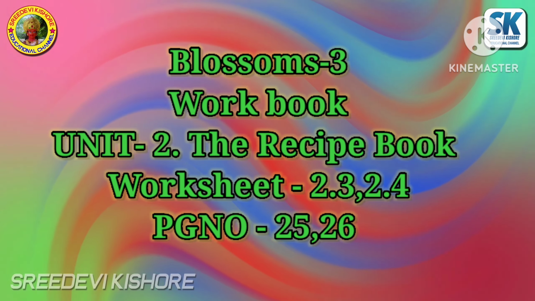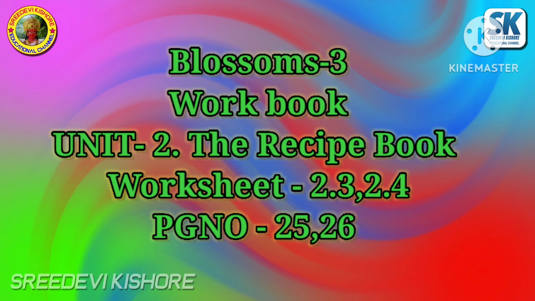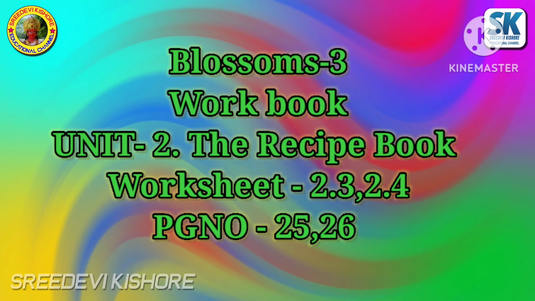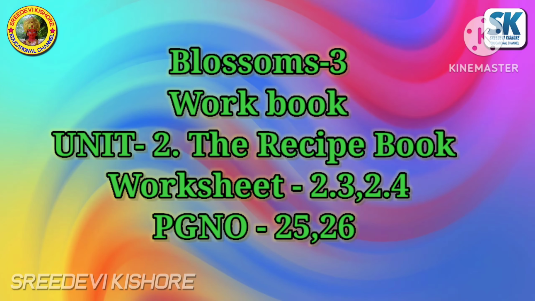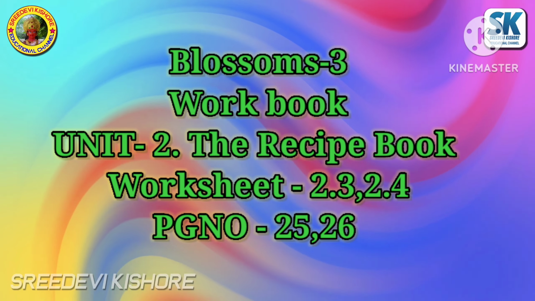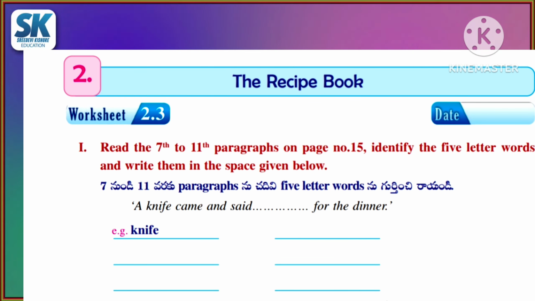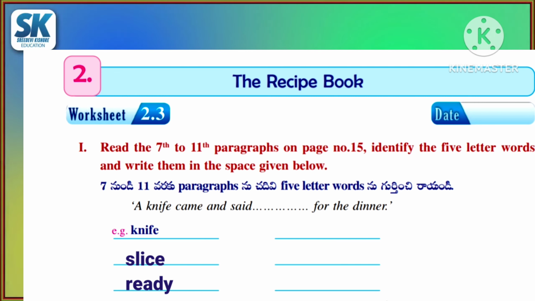Blossoms 3 Workbook, Unit 2, The Recipe Book, Worksheet 2.3 and 2.4, page number 25-26. Read the 7th to 11th paragraph on page number 15. Identify the 5-letter words and write them in the space given below. Slice, ready. Stove, ready.